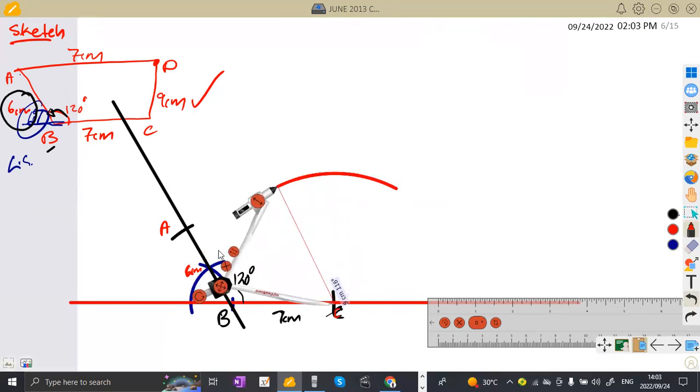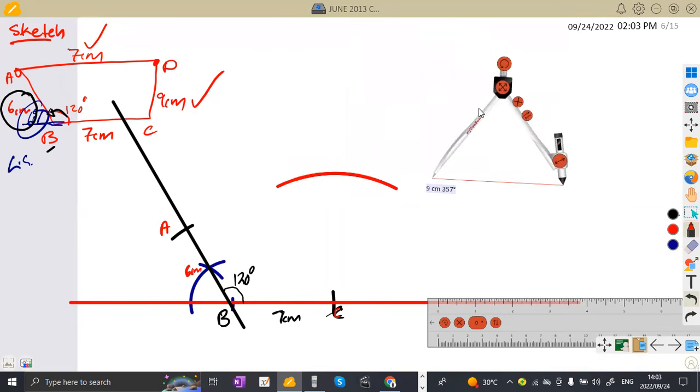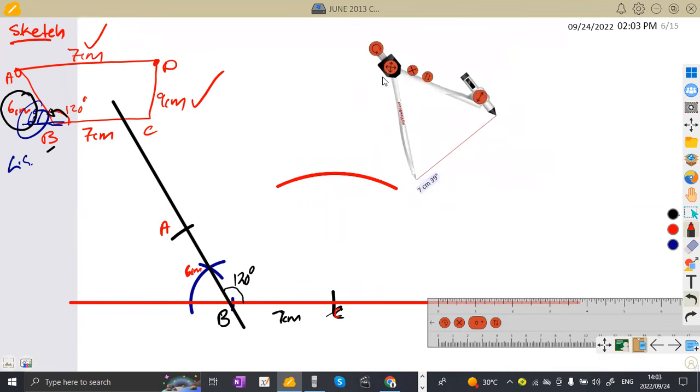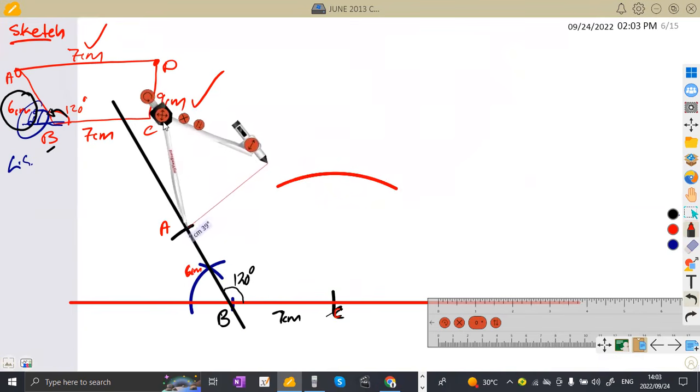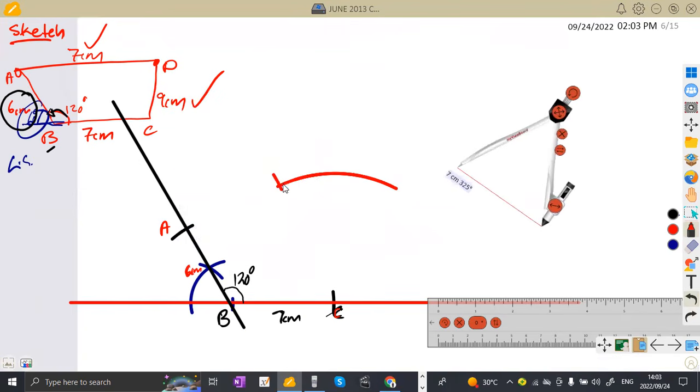That's our 9 centimeters. Okay, you do the same from A, but from A, this time you measure 7 centimeters. So this is now 7 centimeters here. With these 7 centimeters, I'm placing it at A. I have to mark an arc from point A back to this point. As you can see, these two meet at this point here. Where these two meet, that is where we are having our point D now.